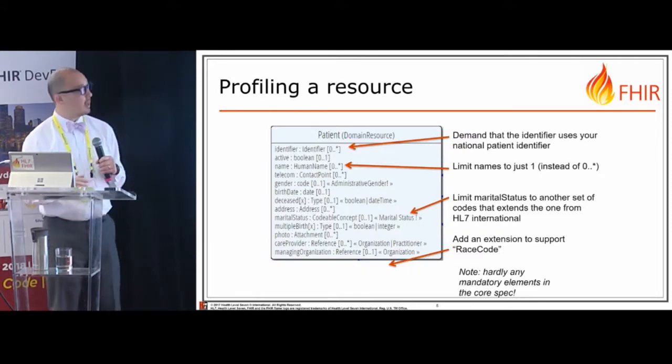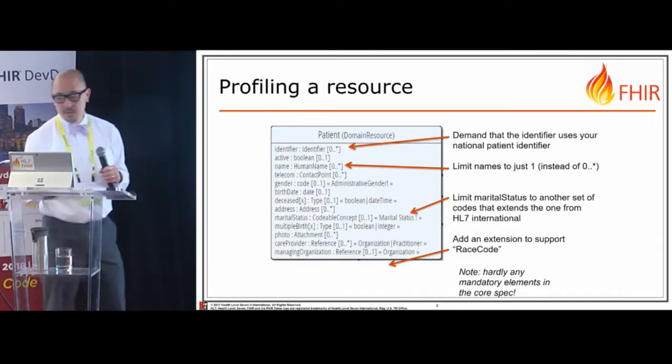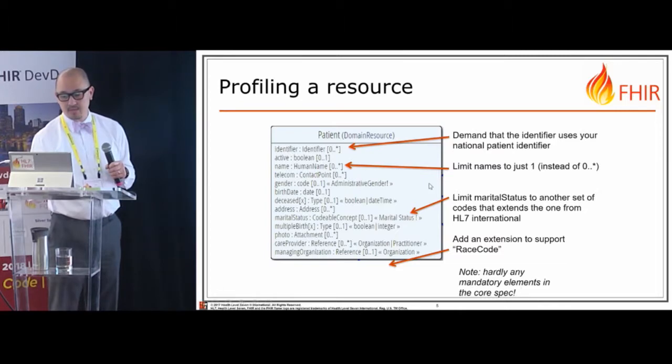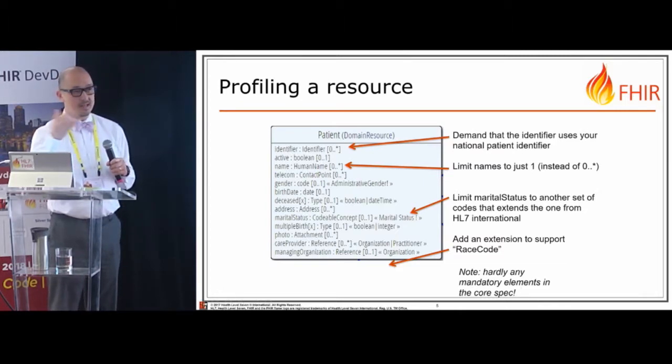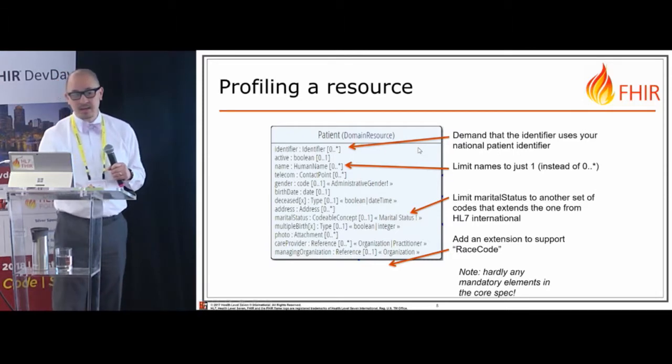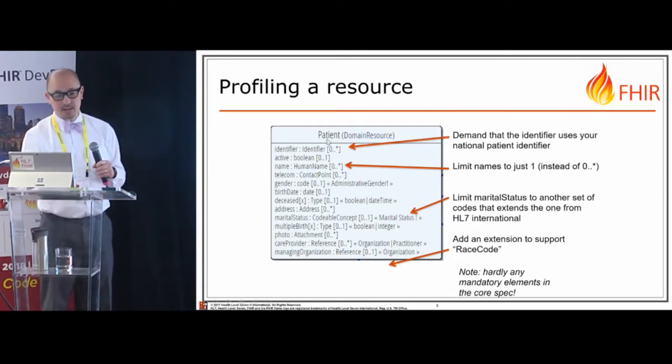So this is a resource. And as you can see, this is the UML view of the resource. If you look on the website at any given resource, you'll have a JSON view and these different views. But when we look at a resource, we have a lot of optionality in it.